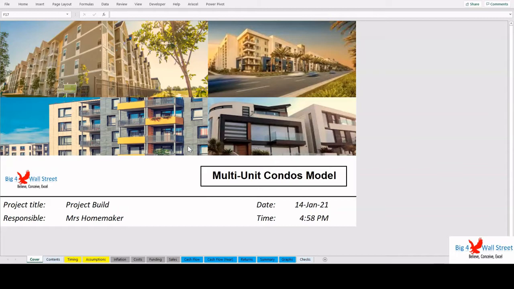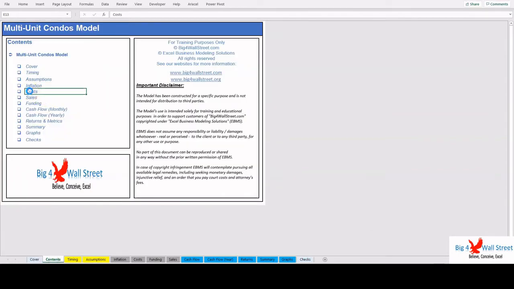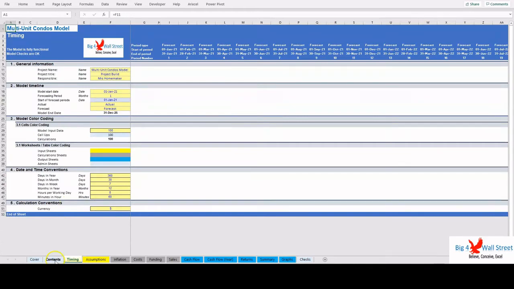So, a quick overview of the model. In the Contents tab you can see the structure of the model, and by clicking on any of the headlines you will be redirected to the relevant worksheet. On the Manual tab you can feed the general information for the model, such as model name, responsible, timeline of the model, and date and currency conventions.